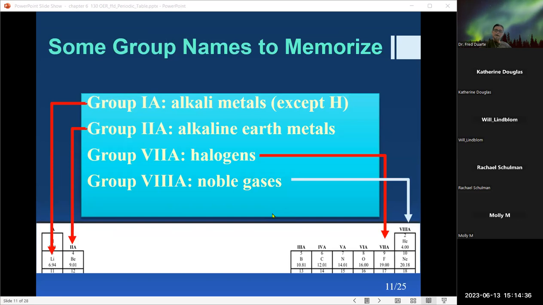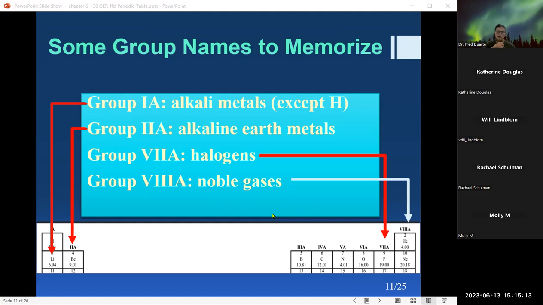Now, some of these have a more specific name. For example, the group 1A, except for hydrogen, are called the alkali metals. Except hydrogen, because hydrogen is not a metal, it's a non-metal. And then the group 2A are called the alkaline earth metals. And then group 7, where you have fluorine, chlorine, bromine, they have their own little name. We call those halogens.